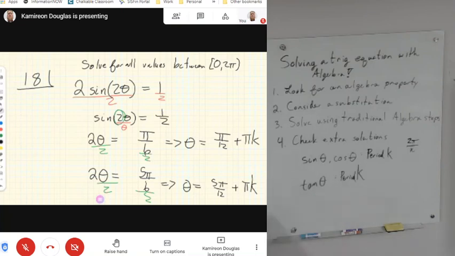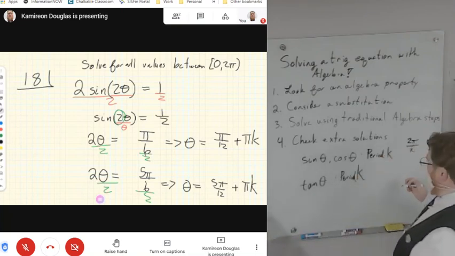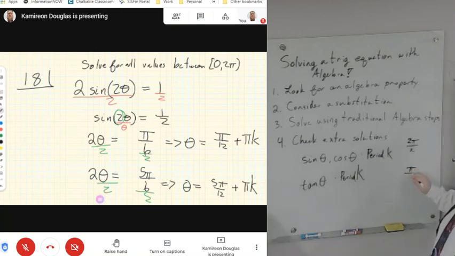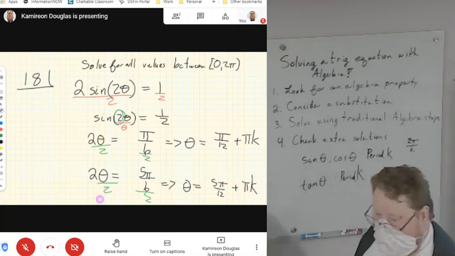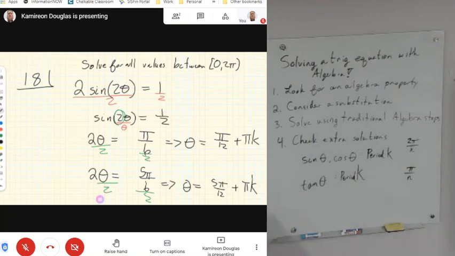For sine and cosine, 2 pi over n will generate the period. For tangent, pi over n will generate the period. So there's a number up front. We can find the period very easily. Now, how do I determine which values are the right answers?